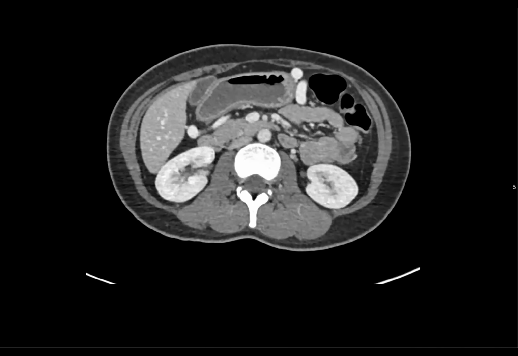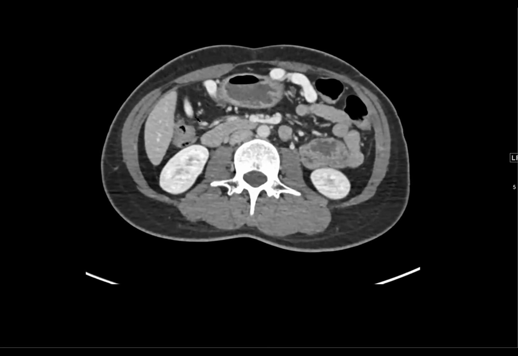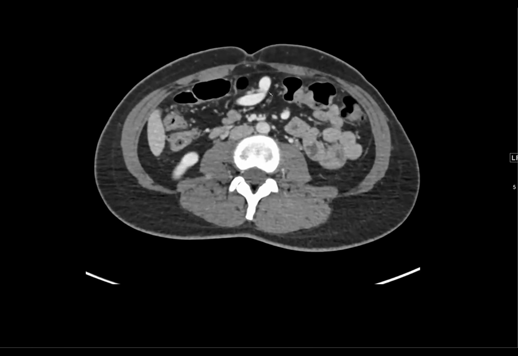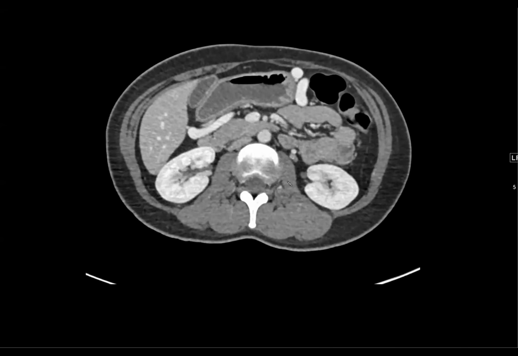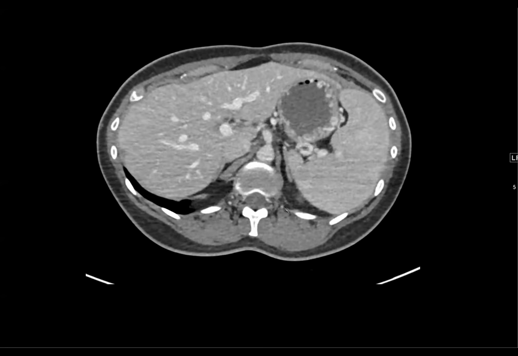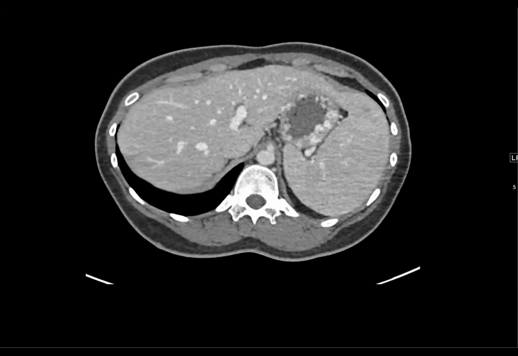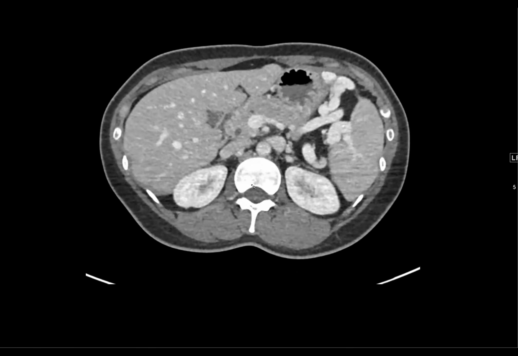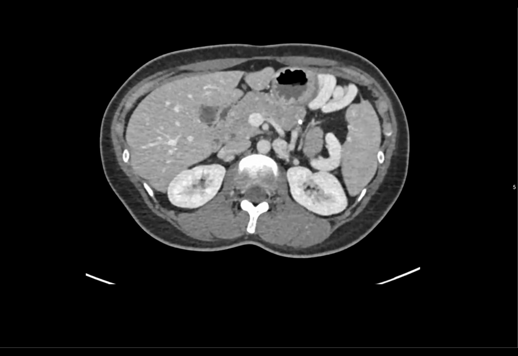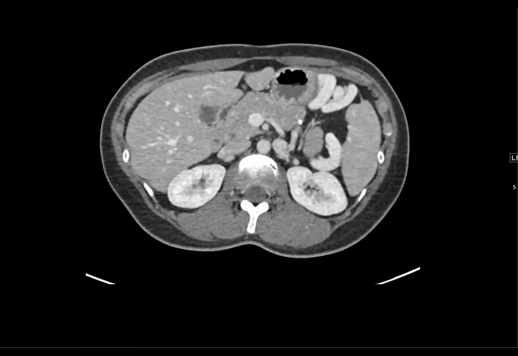There's some big collaterals. Yeah, exactly. So there's this huge vessel here, which is actually the gastroepiploic vein. And there's also gastric varices here. So can anyone figure out in this patient what is causing this? There's a clue right here.